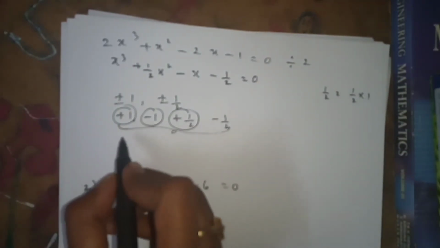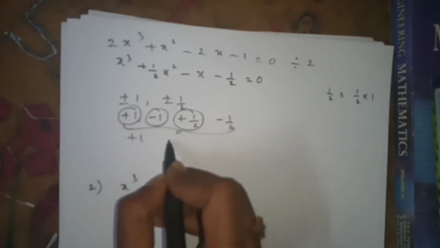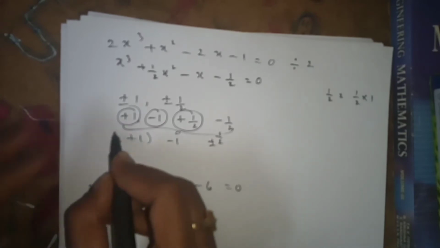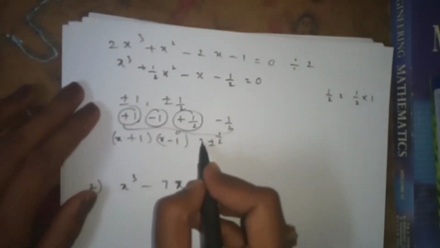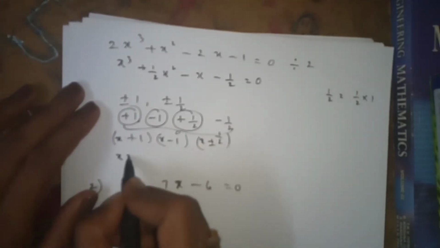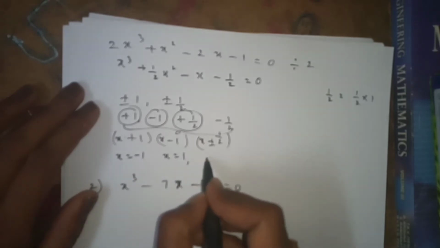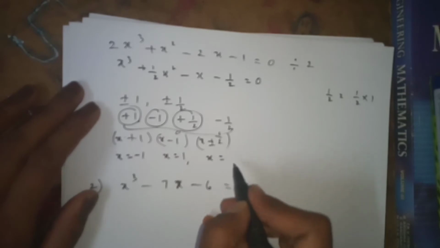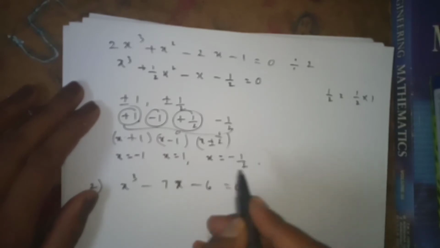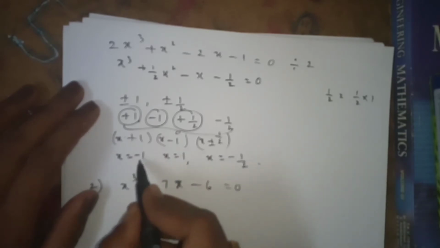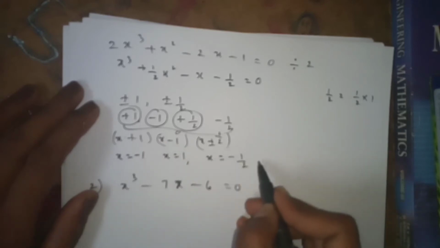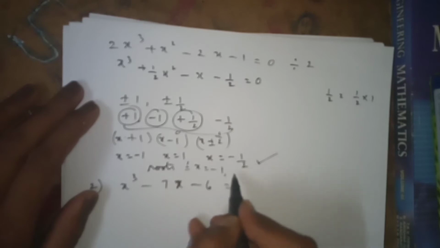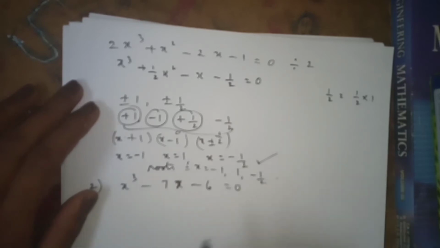So what you will get is plus 1, minus 1, plus 1 by 2. That means x plus 1, x minus 1, x plus 1 by 2. x is equal to minus 1, x is equal to 1, x is equal to minus 1 by 2. These 3 are the roots: minus 1, 1, minus 1 by 2.